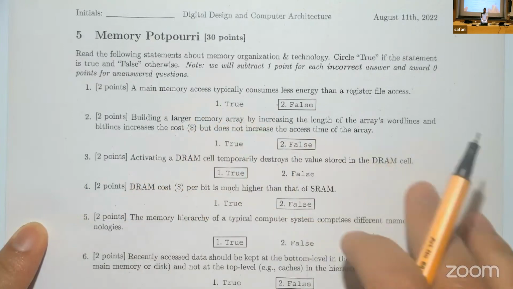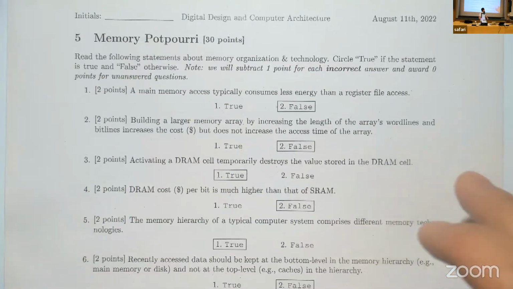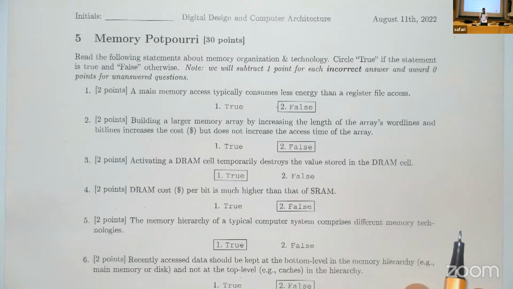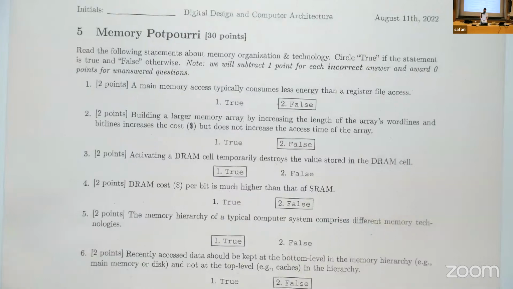The first one is: a main memory access typically consumes less energy than a register file access. This is false because typically it's the other way around, right? We have our register files inside the CPU. It's very close to where we do compute. So it's a small structure compared to main memory, and it takes much less energy to access it than main memory.